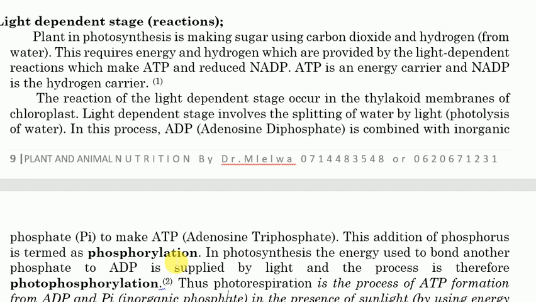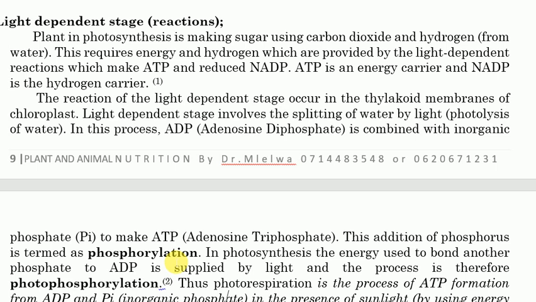So the word photo before phosphorylation simply means that the energy used during that process comes from light, and the process occurs during light. We shall see later the difference between photophosphorylation and the other kind of phosphorylation, that is, making ATP during respiration.